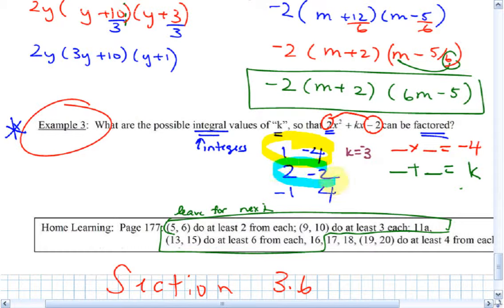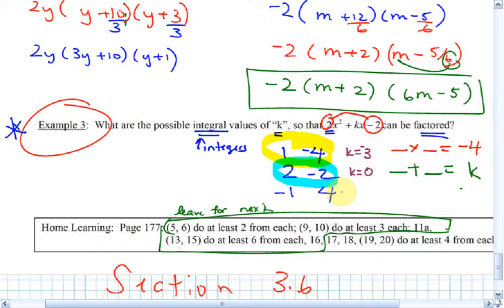Okay, next combination. 2 and -2. What's my value of k in this case? How do I find k again? I add the two numbers together. What's 2 plus -2? 2 plus -2 is 0. Thank you. So k could also be 0.